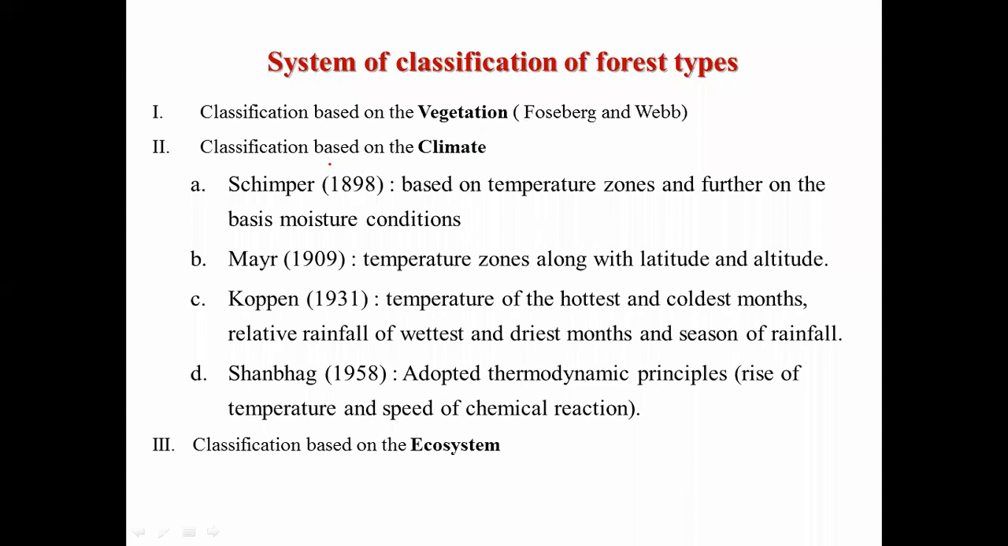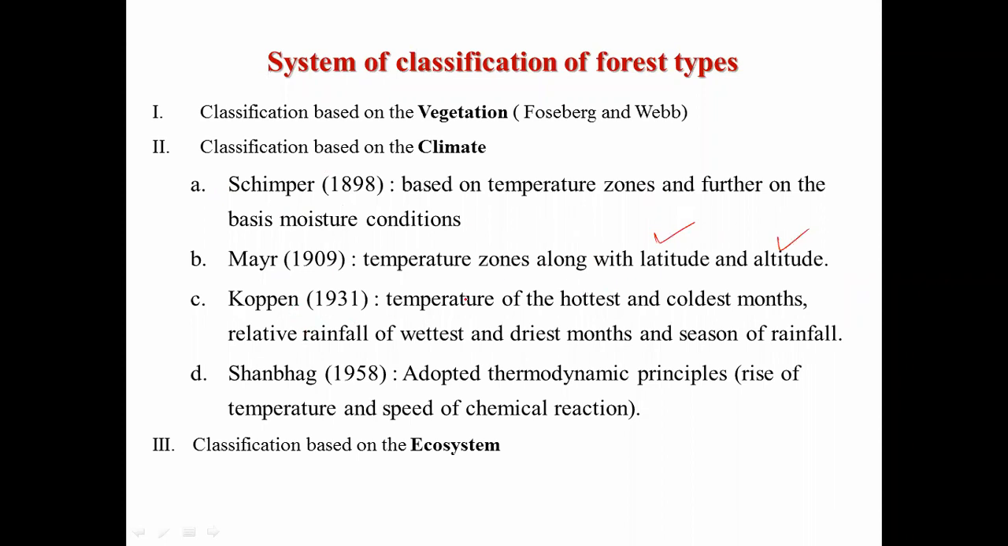The next classification is based upon climate. Some of the scientists, like Schimper, Mayer, Koppen and Schonbach, took climate as the basis for classification. For example, Schimper in 1898 took the temperature zone as well as the moisture condition as the basis. Mayer took the temperature zone of the latitude as well as the altitude as the basis.